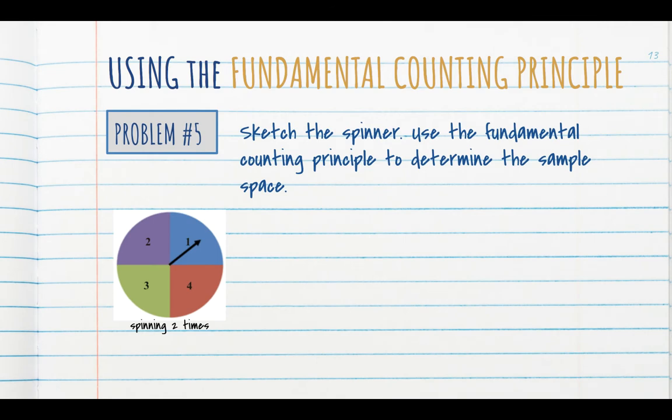I want you to try one. Sketch the spinner in your notebook. Use the fundamental counting principle to determine the sample space of spinning this spinner 2 times. Pause the video while you're working this problem. Press play when you're ready to check your work.